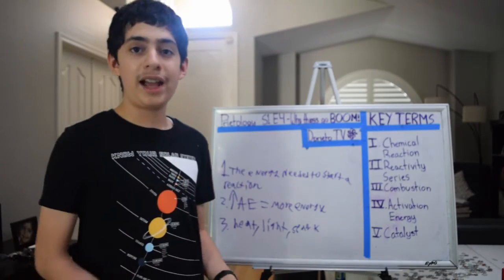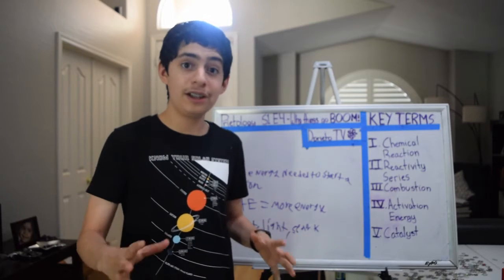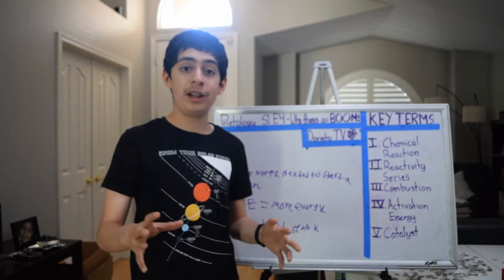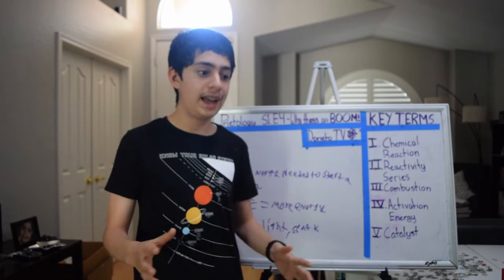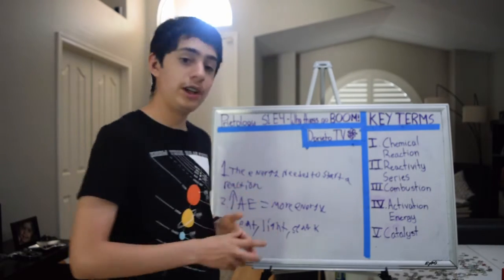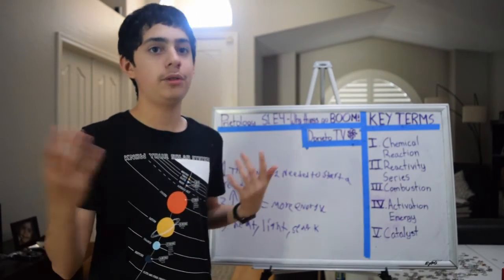So the higher the activation energy needed to start a chemical reaction, the more energy is needed to start it. Before the compound's reactants react, the stable chemical bonds have to be broken with the activation energy. So if they're tighter bonds, you'll need more energy. If they're weaker bonds, you'll need less energy.